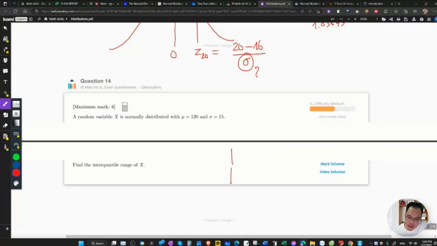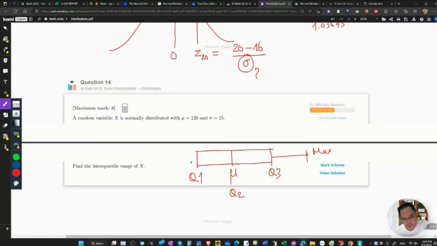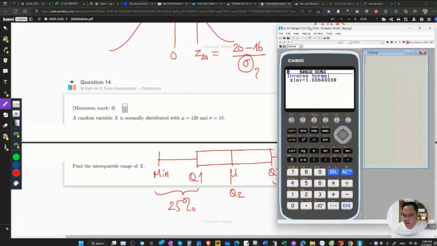Interquartile range, the mean is Q2. It's a whisker plot: lower quartile Q1, upper quartile Q3, and then a max and min somewhere. It doesn't matter where the max and min are. To find the lower quartile, the probability of finding the value from negative infinity to the lower quartile is 25%. Similarly, the probability of finding the value greater than the upper quartile is 25% also. It means that you will use the inverse normal to find the lower quartile and upper quartile.